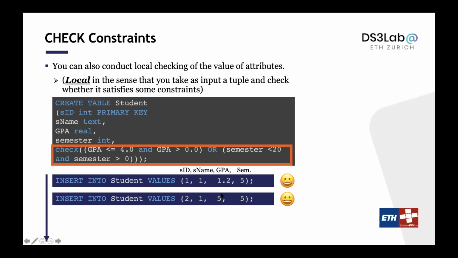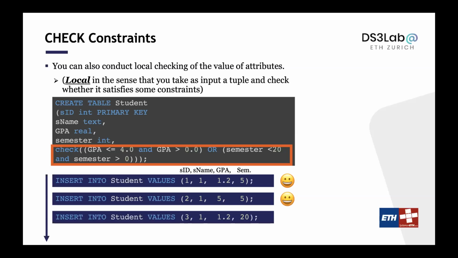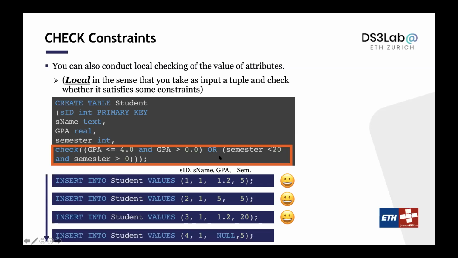So for this tuple, GPA is 5. The first half is going to be false. The second half is going to be true because 5 is between 0 and 20, right? So the whole thing evaluates to true, and the database is going to be okay. In this case, very similarly, the database is going to be okay because now 1.2 is between 0 and 4, and 20 actually violates this part. So the first part is true, the second part is false, and because I'm connecting these two parts with OR, the database is going to be okay.